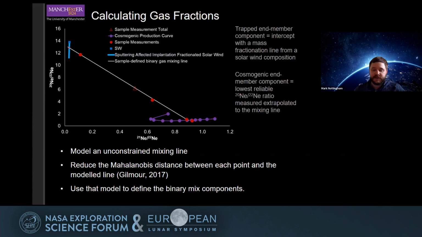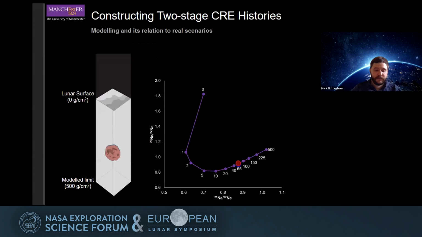That modeled line is assumed to be an accurate representation of this binary gas mix within the sample. And through that, we can then calculate a gas fraction representative of those gases produced by spallation reactions. So for our model, we adopt the cosmogenic production rate model published by Hohenberg et al. because it provides both solar and galactic cosmic ray spallation production rates.